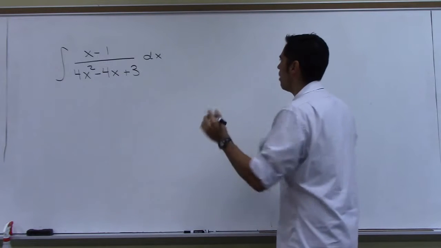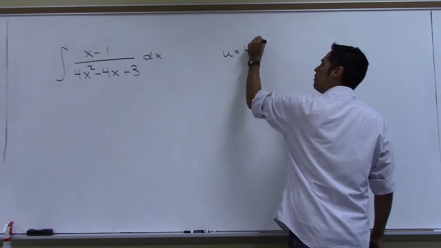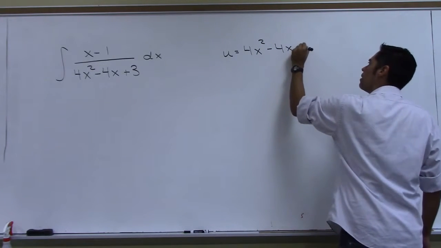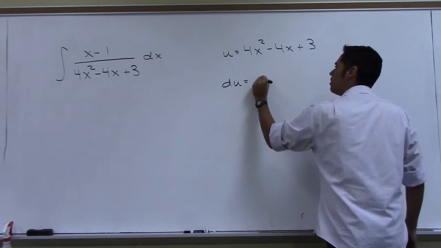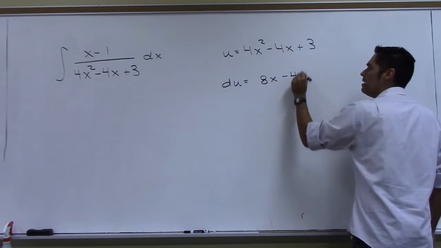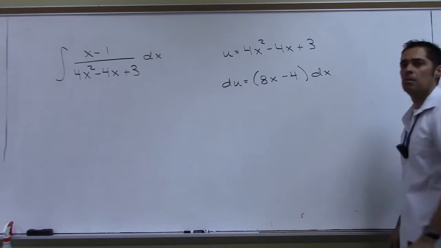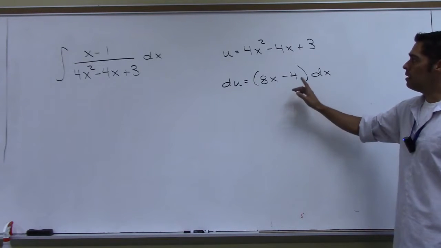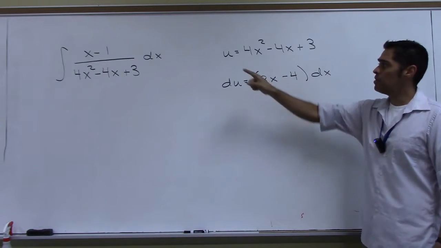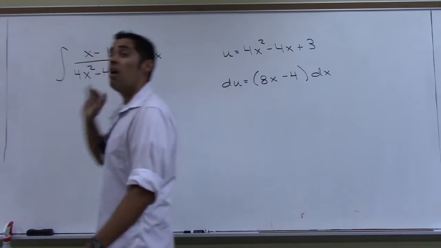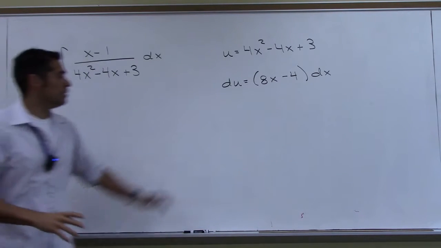All right, so let me just try it. What would happen if I let u be equal to the entire denominator? What would the derivative of this be? 8x minus 4. Now, I need to put that in parentheses because it's 2 terms, and then dx. Make sense? All right, so if you were to take a 4 out, which you could, would it match what's over here? Okay, am I off by a constant? Yes. Is everything off by a constant, even if I pull a 4 out?